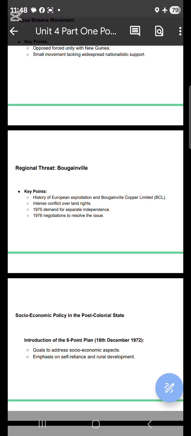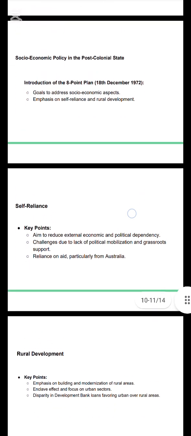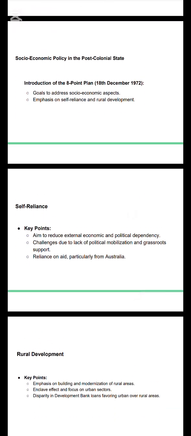All right, let's look at the socio-economic or development policy, the 8-point plan. In the reading you will go through various examples, but this is a summary of the 8-point plan. I would like to say that the 8-point plan is the very first template of Vision 2050, MTDS, MTDP, all those government plans. Because what the Somare government was advocating in the 8-point plan is still being advocated and put into those various plans today.